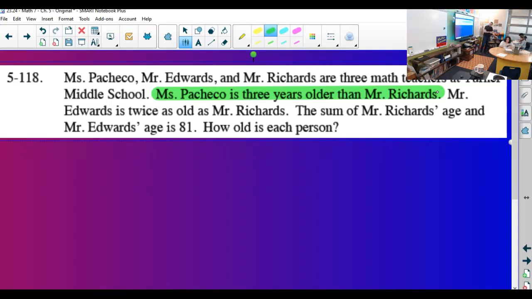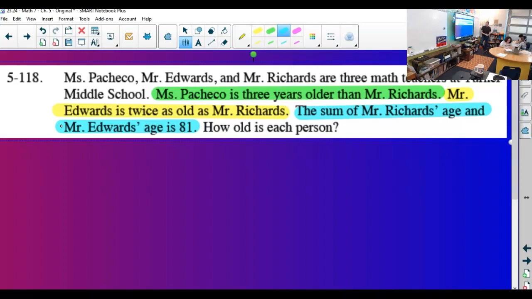Mr. Edward is twice as old as Mr. Richard. Feels important. I went ahead and made that decision for us. The sum of Mr. Richard's age and Mr. Edward's age is 81. How old is each person? Ooh, interesting. All right, I'm going to give you a minute or two to write down what you think needs written down and start playing with this. Be careful, the sum part, that's not the same as what we did yesterday.